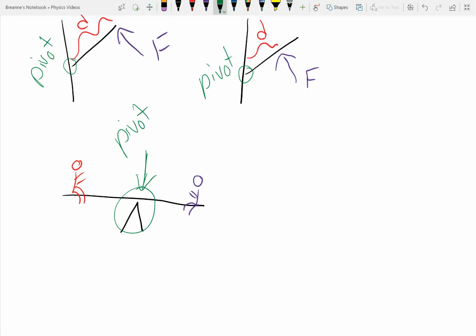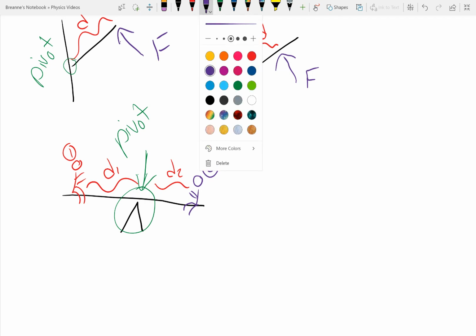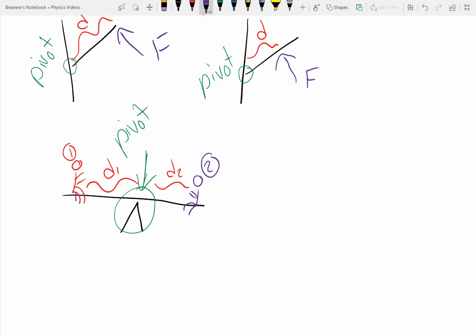That's a pivot. Next, you have to find your distances. That's your distance for 1, and your distance for 2. Again, it's your distance from your pivot point. And then you either have to be given or find your force.